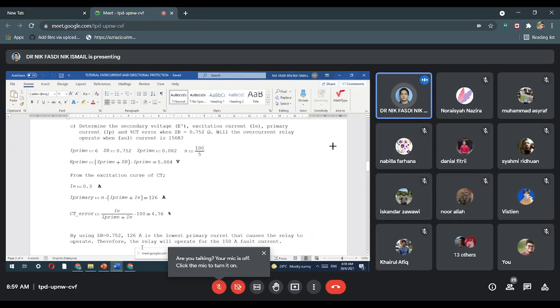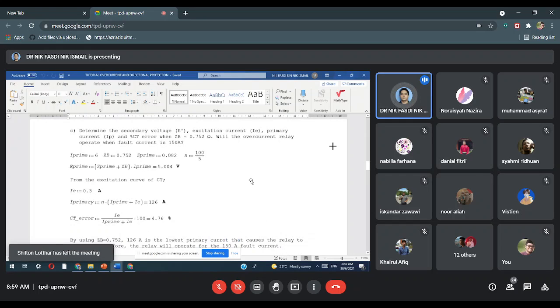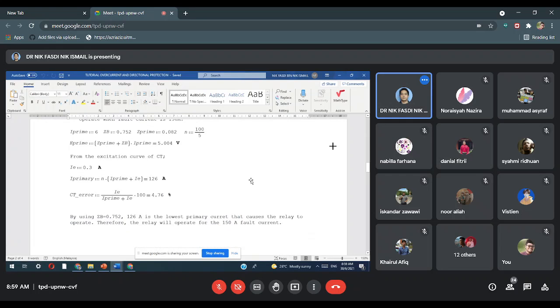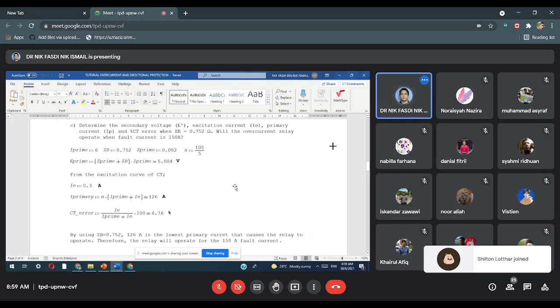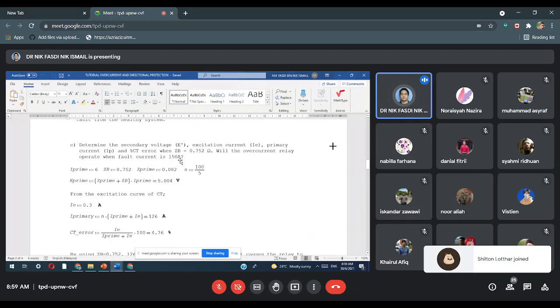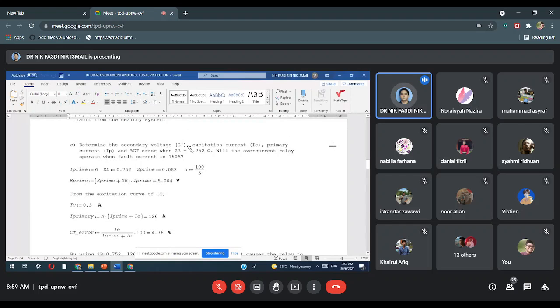Therefore, the relay will operate for the fault current of 150 amperes. Okay, so we are complete. Understand now, the fault is 150 ampere. From the calculation minimum, 150 is higher than 126, so it will operate.